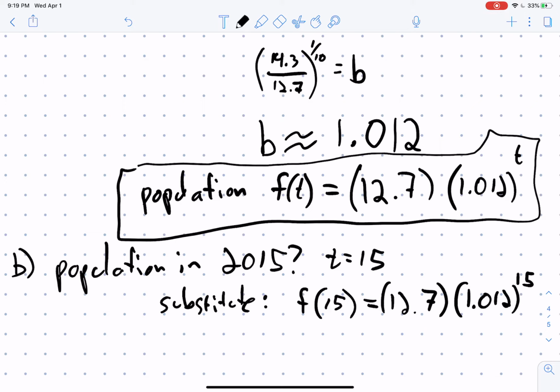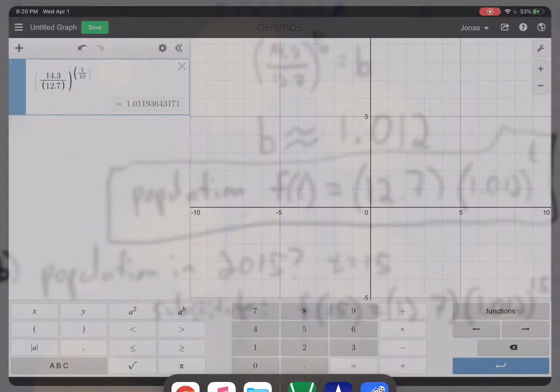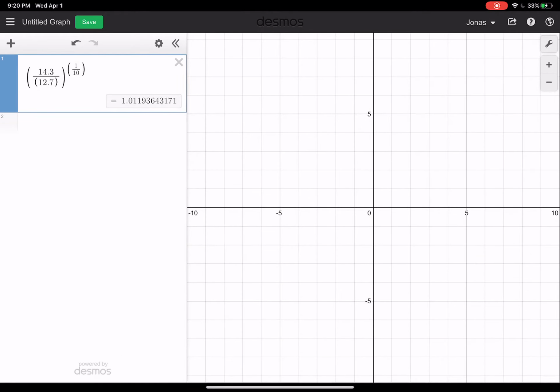How do we calculate this? Well, in a calculator, you could raise this number 1.012 to the power 15. That's going to be some decimal. And then we multiply the result by 12.7. And that will give the answer in millions of people. Now, what I'm actually going to do is in Desmos, just because this might be helpful to us later, I'm going to go ahead and just put this entire function in Desmos. Let's go ahead and see what it looks like.